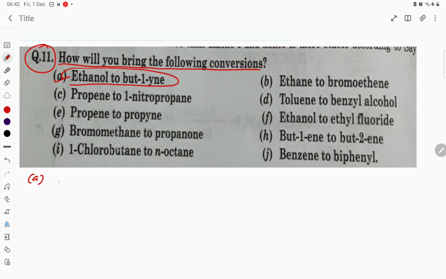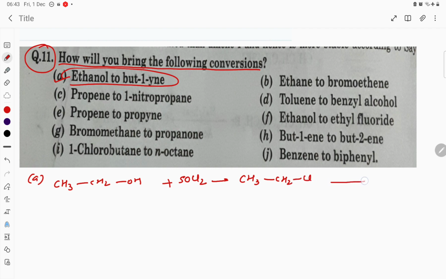Ethanol, if you want to do this, student, is CH3CH2OH, and we have to convert it into butyne, right? So you treat it with PCl3 or SOCl2, right? SOCl2 will give, student, CH3CH2Cl.